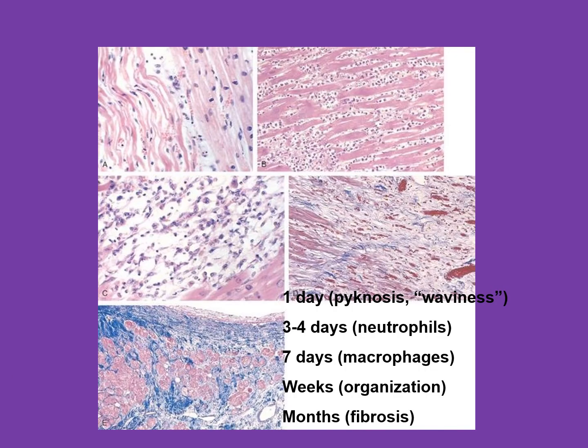So again, in summary, we have here 1 day pyknosis or waviness, 3 to 4 days infiltration of neutrophils, 7 days lymphocytes and macrophages, about weeks an organization, granulation tissue formation, about 2 months, there's a fibrosis.